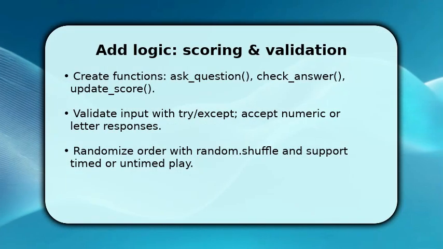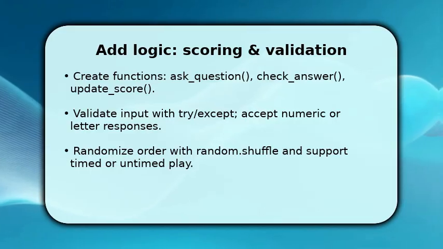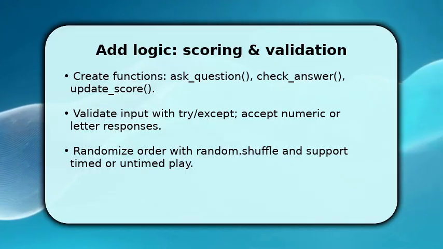Now you build the core logic with clear functions, one to ask a question, one to check answers, and one to update the score. Make sure to validate input using try/except and normalize answers so users can type numbers or letters reliably. Once done, add random.shuffle for question order and optional timing using time.